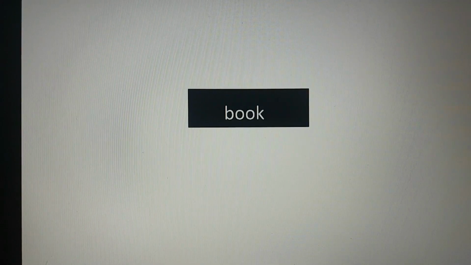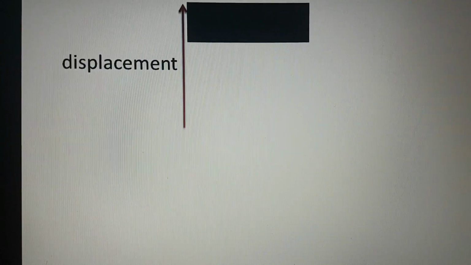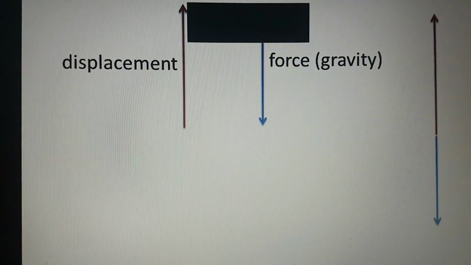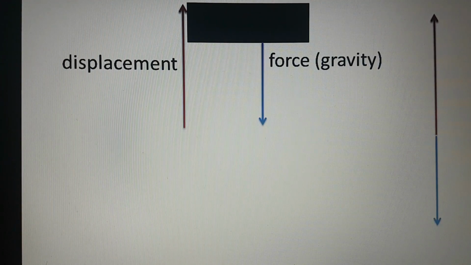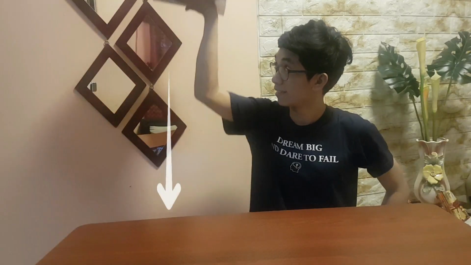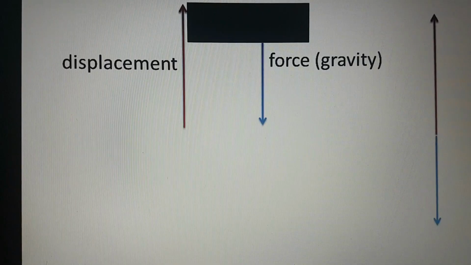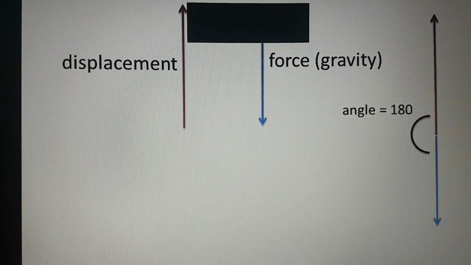When a book is lifted upwards, we can see that its displacement goes upwards. And there is a certain force that pulls the book downwards, and yes, we call that gravity. In this case, we want to know the amount of work done by gravity on the book. And we can see that displacement and force are in total opposite directions. While displacement goes upward, the force or gravity goes downwards. So we can see that the angle between them is not 0 anymore, but is equal to 180 degrees.